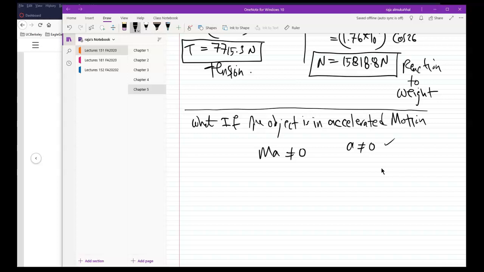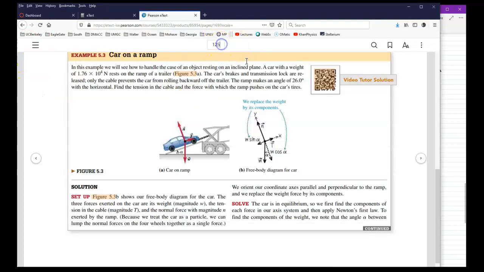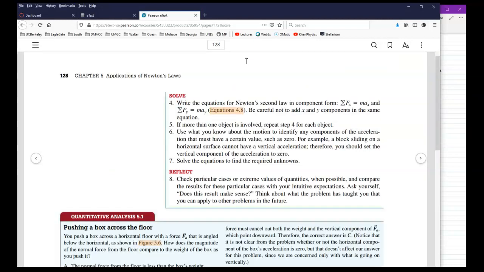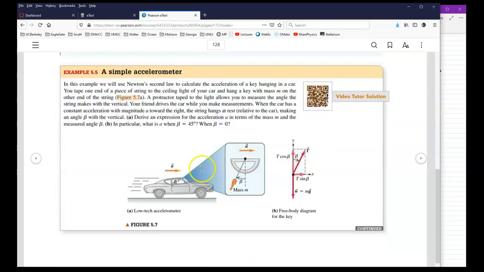I just looked at it. Oh, yes. Example 5.5, page 128. Let me show you that. Right there. Okay. So what you have in here, let me explain it to you.